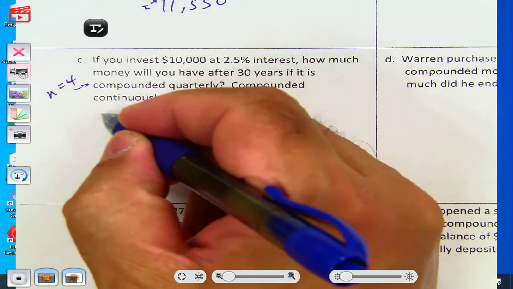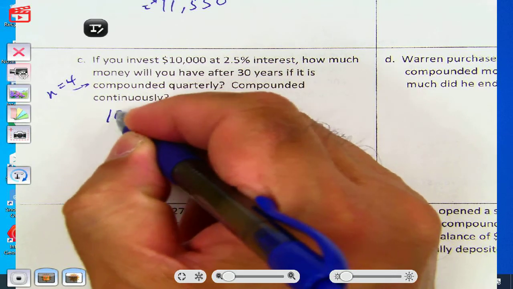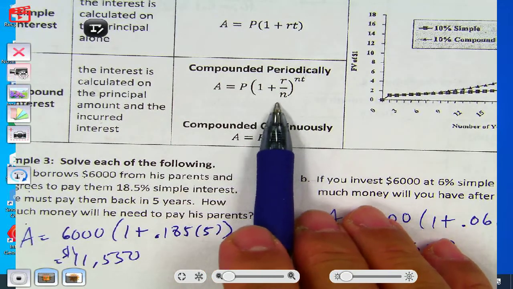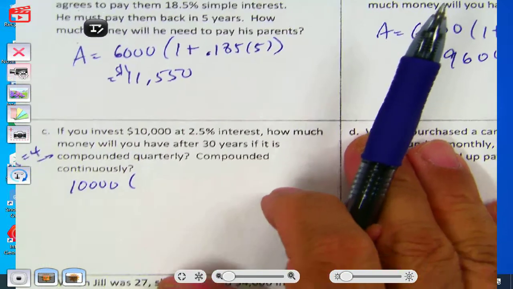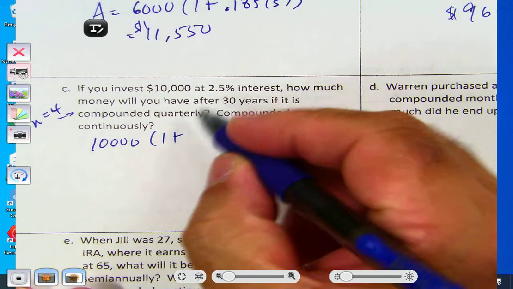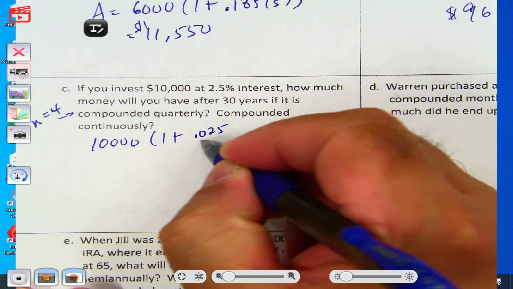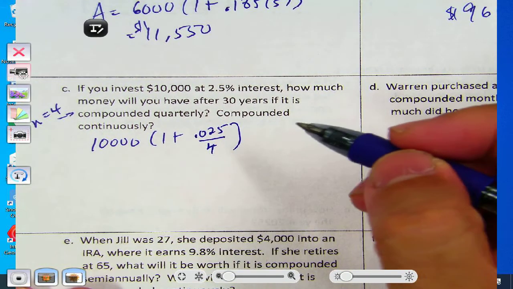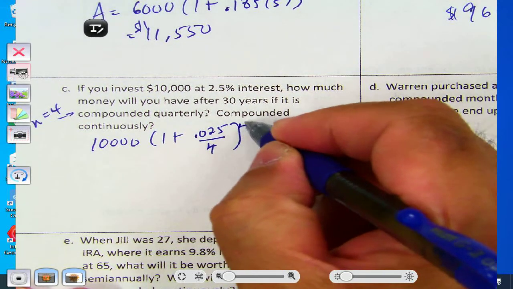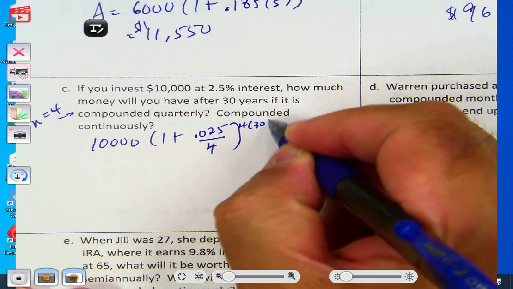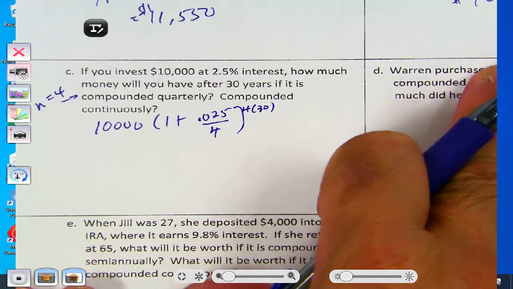So my principal is 10,000. I'm using this formula, the one that's compounded periodically. So it's 10,000 times 1 plus the interest rate, 0.025, over the number of times it's compounded per year. Raise it to the 4 times 30. You're raising it to the 120th power.